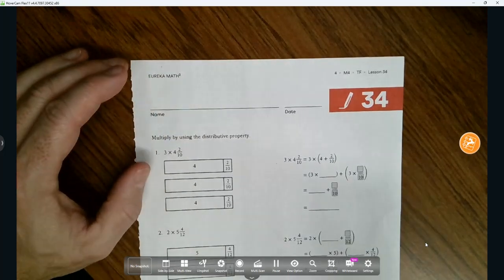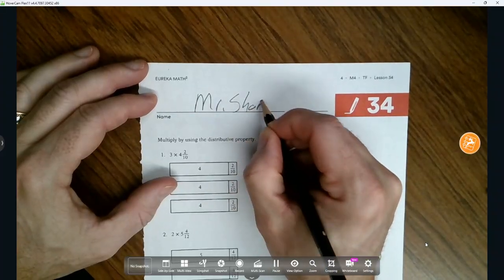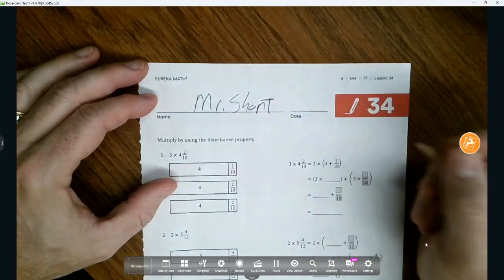All right, this is the last homework lesson for Module 4. That doesn't even look like my name here. We're going to fix that. There. That looks a little more like an R now, I guess.